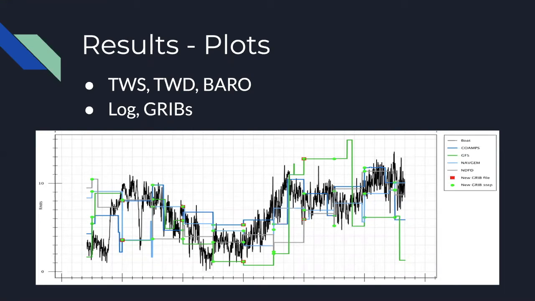The result data can also be plotted: the true wind speed, true wind direction, and barometric pressure. This is an example of a plot of the true wind speed. In black, you can see the logged weather data from the boat, and the other lines show the predicted true wind speed from the various grid sources shown in the key over here.